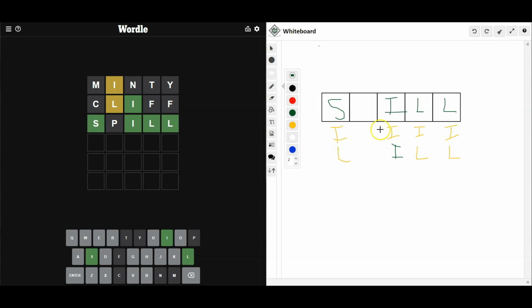So something goes here. So I could try skill. Skill could possibly work. That's the only thing I could think of, either skill or swill. So let's try skill. Nope, not K. So we still didn't come up with that. So K's out, so I could put that there. K doesn't belong, so it has to be swill. That's the only other thing I could think of.